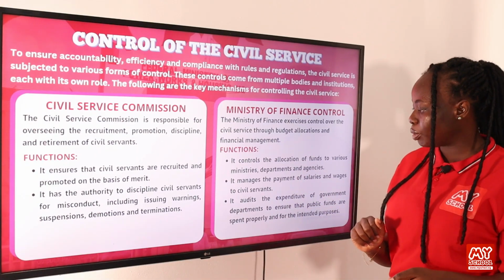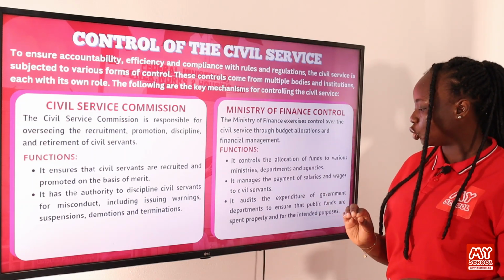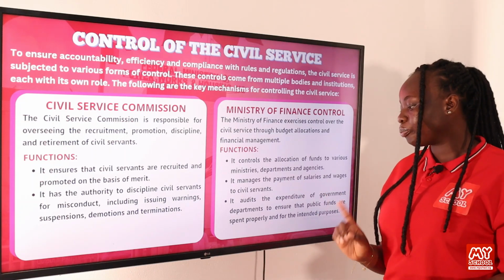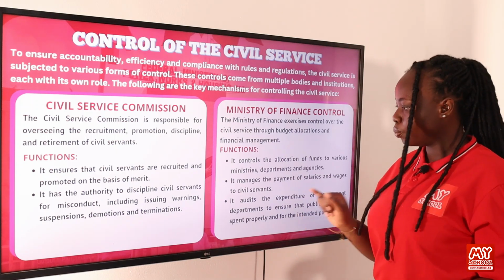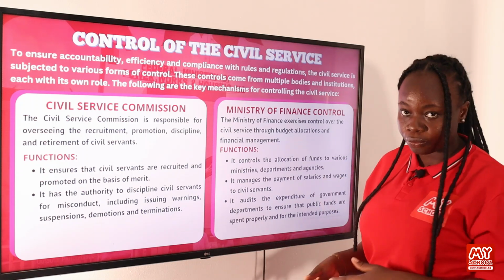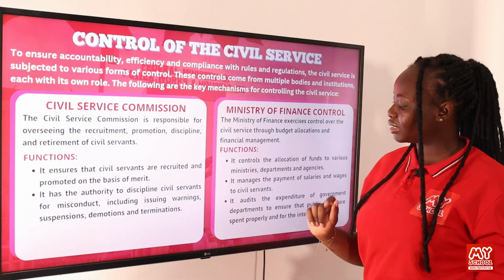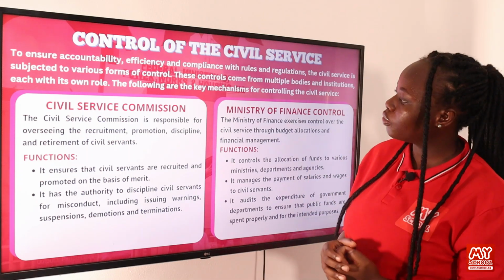They also manage the payment of salaries and wages to the civil servants, and they audit the expenditure of government departments to ensure that public funds are spent properly and for the intended purpose. So they perform the function of controlling and managing the payments of salaries and wages of the civil servants, and auditing their documents. Now let's move on to the next slide.